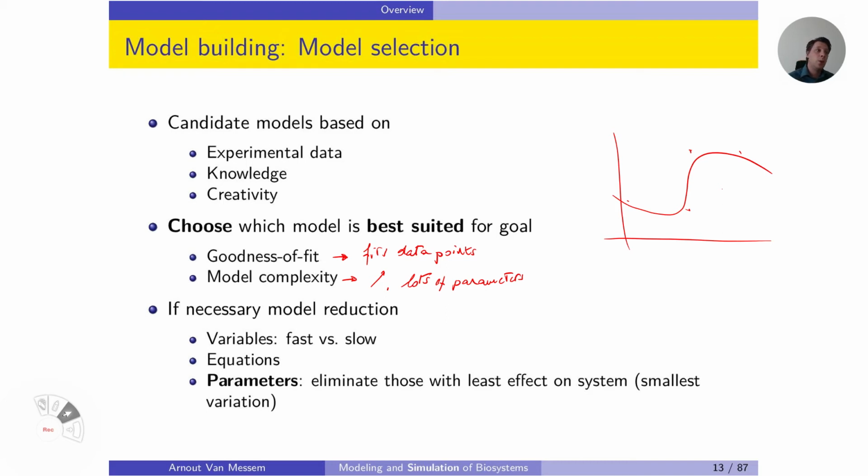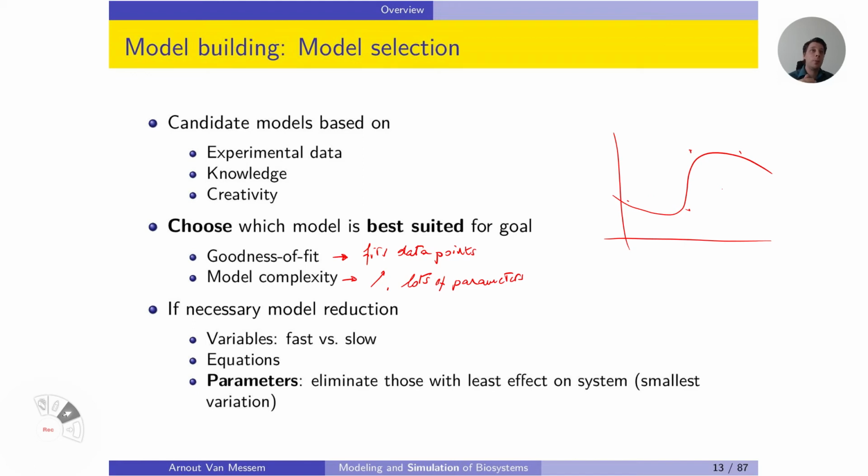What you would like is a very good goodness of fit, very well fitting data, and a low complexity. But you can never have both. So it is a trade-off, the same as the variance and bias trade-off in statistics. The variance corresponds to the model complexity here, the bias is the goodness of fit. The more complex the model is, the more curvature there can be in the model, and so the better it will fit the data points.